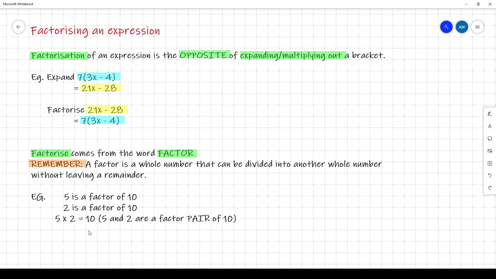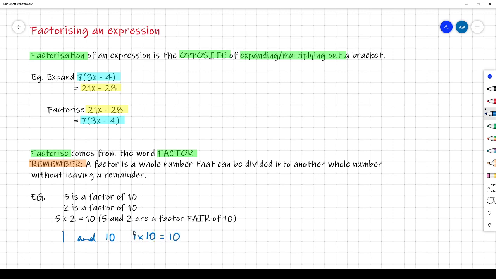There is one other factor pair of 10, and you should be able to tell me what that is, and that is of course 1 and 10, because 1 times 10 equals 10.